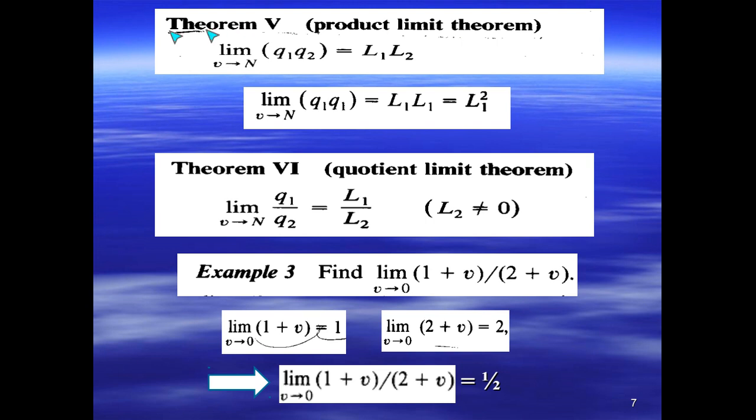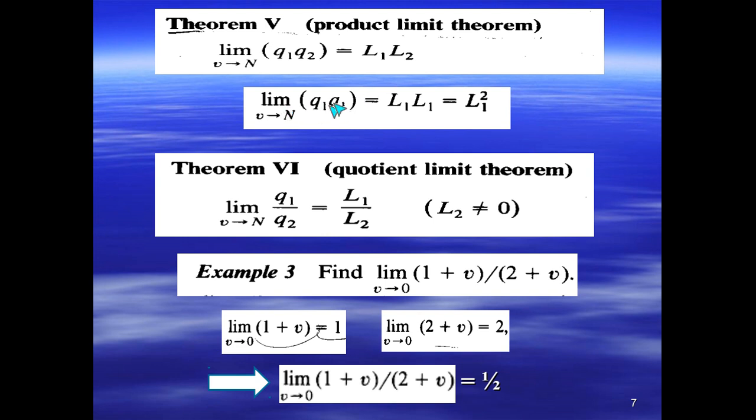And using these, we can also have theorem 5, the product limit theorem. The limit of the product is the product of the limits. If both q1 and q2 have limits L1 and L2 respectively, then the limit of q1 times q2 when v goes to n, the product of the two functions, is equal to L1 times L2, the product of their limits. The limit of the product is the product of the limits. For more than two functions, you can apply it as well, for 3, 4, any number of functions.